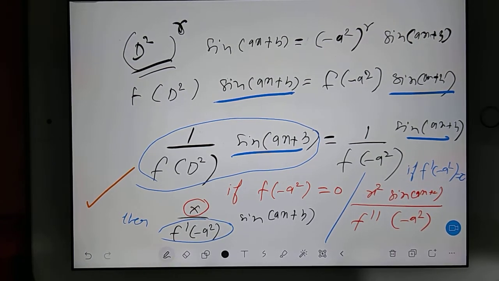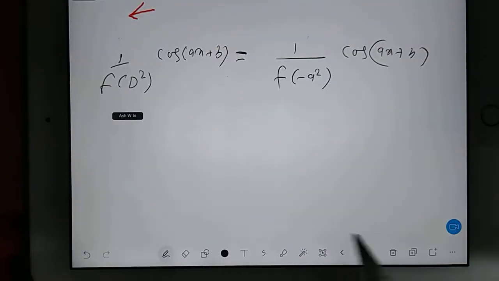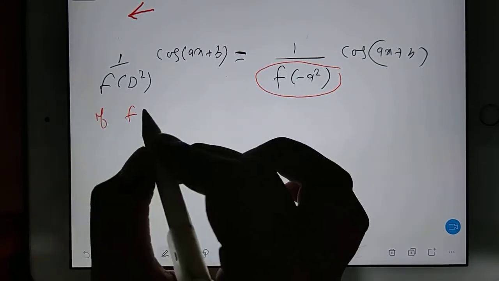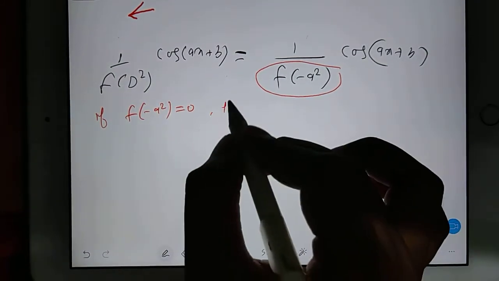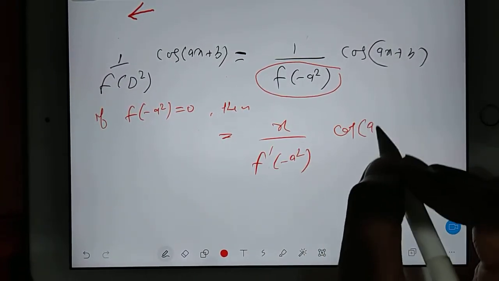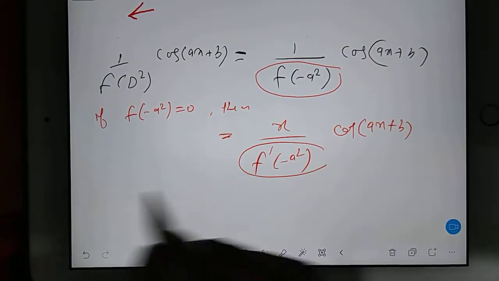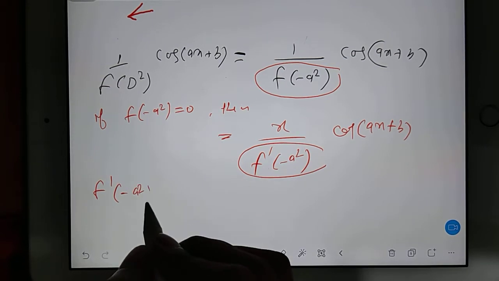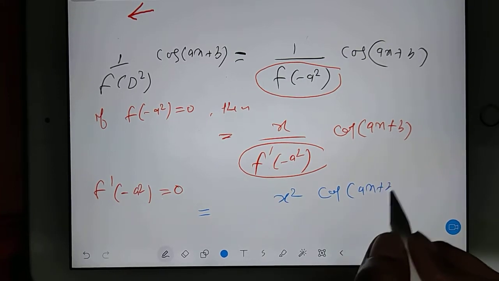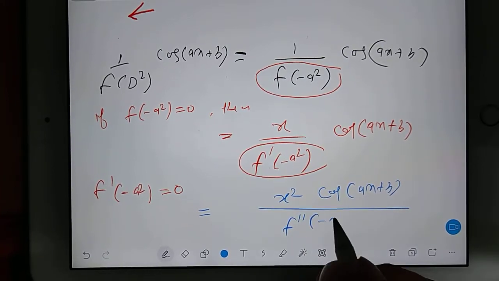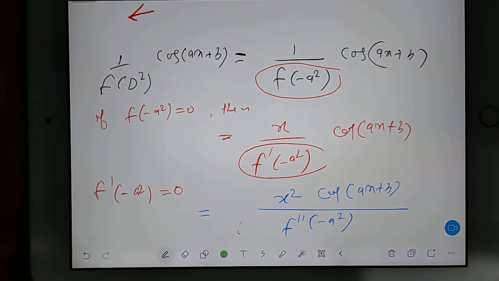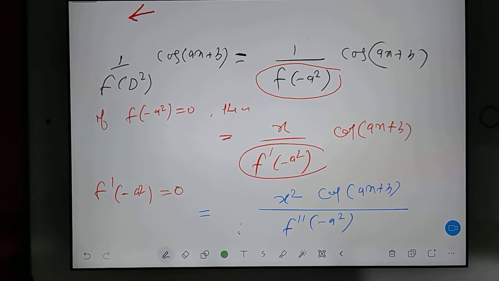Done. Okay. So now if f minus a square becomes 0, then your answer will be x by f dash minus a square cos ax plus b. And if f dash minus a square becomes 0 again, then you have to go for a new answer. That new answer will be x square cos ax plus b divided by f double dash minus a square. This will keep on going. Okay. Now we'll take one example, and in that example we'll clear everything.